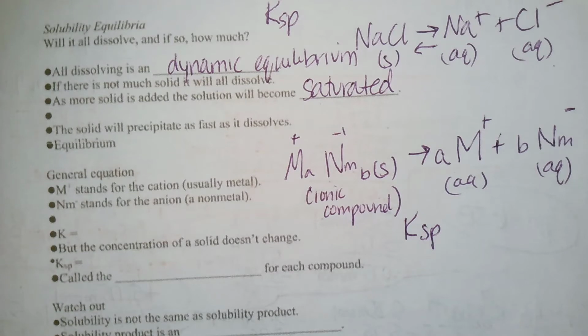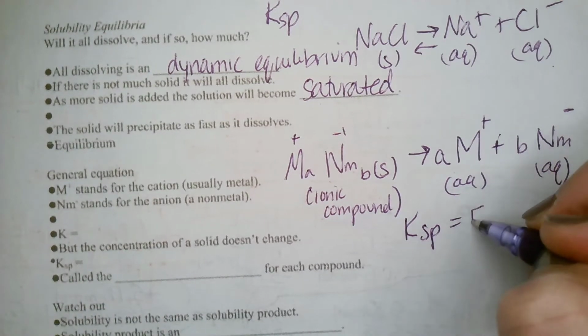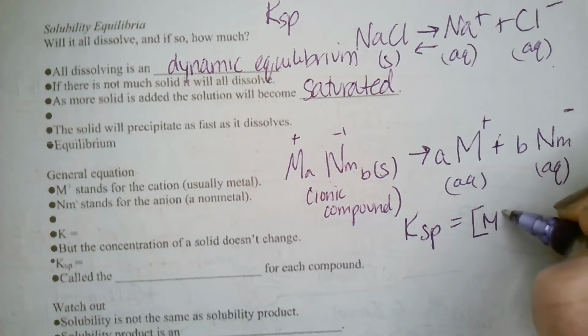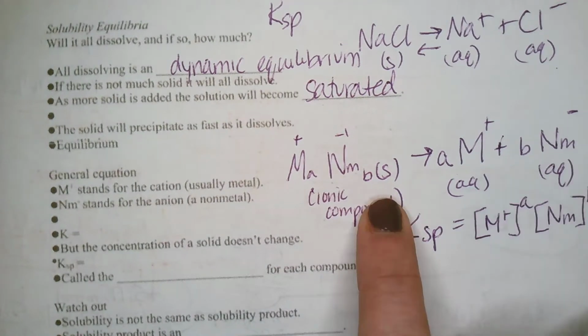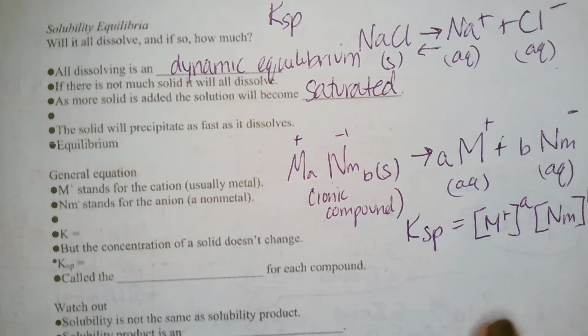But the formula for equilibrium still remains the same, products over reactants. But recall, pure solids and pure liquids do not appear in an equilibrium expression. So we're simply looking at the metal ion raised to the power of its coefficient times the nonmetal ion raised to the power of its coefficient. There is nothing to set that over because the ionic solid does not appear in the equilibrium expression.